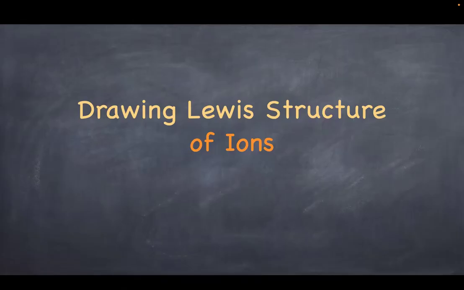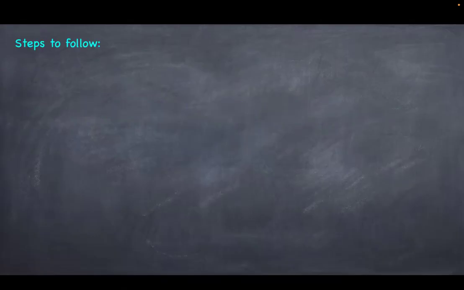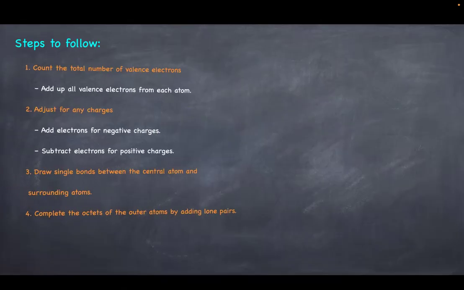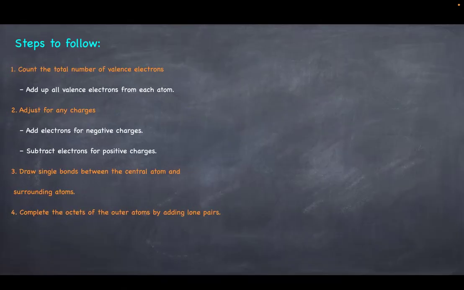In this video, I'm going to cover the concept of drawing Lewis structures or Lewis diagrams for ions. To do that, I will show you a series of steps that you need to follow. This applies to every Lewis structure, so it doesn't necessarily need to be for ions, but one step of it is particularly for ions. As you can see, the first step is to count the total number of valence electrons. So you add them up.